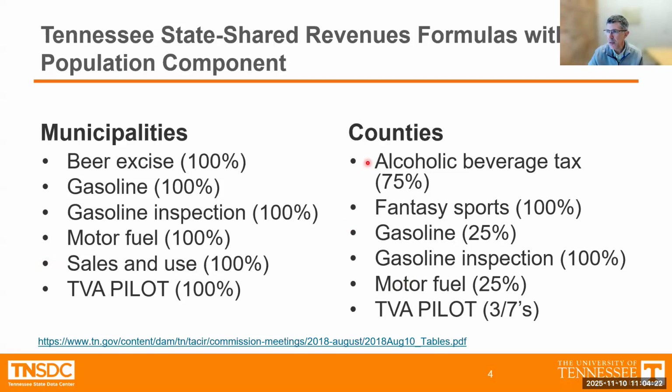For counties, things are a little bit more complex. There's a little bit more variety to these formulas, a little bit less reliance on population, but you can see, in the case of something like a gasoline tax, 25% of those revenues are distributed just on the basis of population, with other factors being used to distribute the balance.